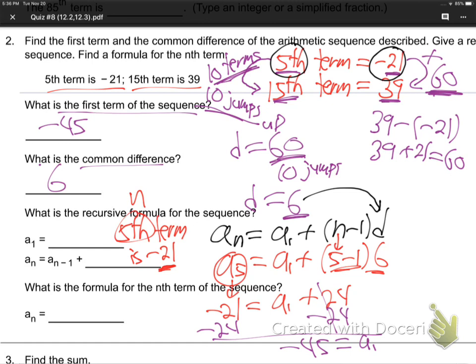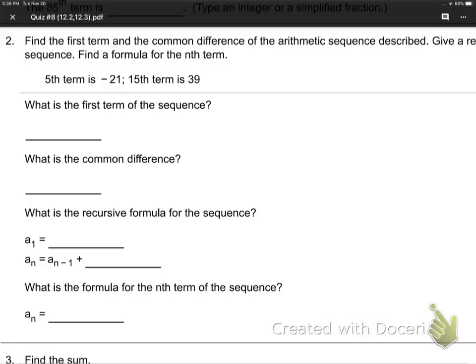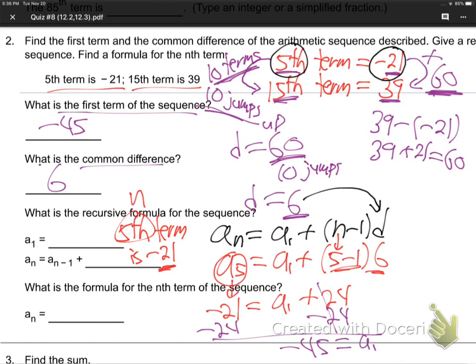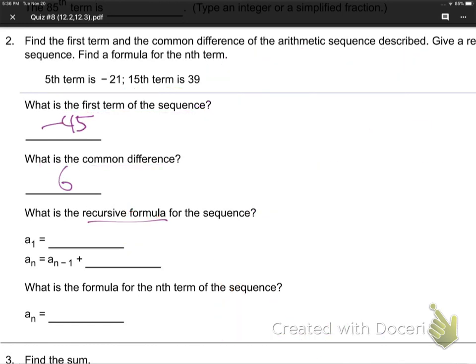Let's go to a fresh screen here. Okay, so again, the first term is minus 45. The common difference is 6. Now, they want a recursive formula. A1 equals what? Minus 45 right here. That's A1. And A sub n is the previous term, add 6 every time. That just goes right there.